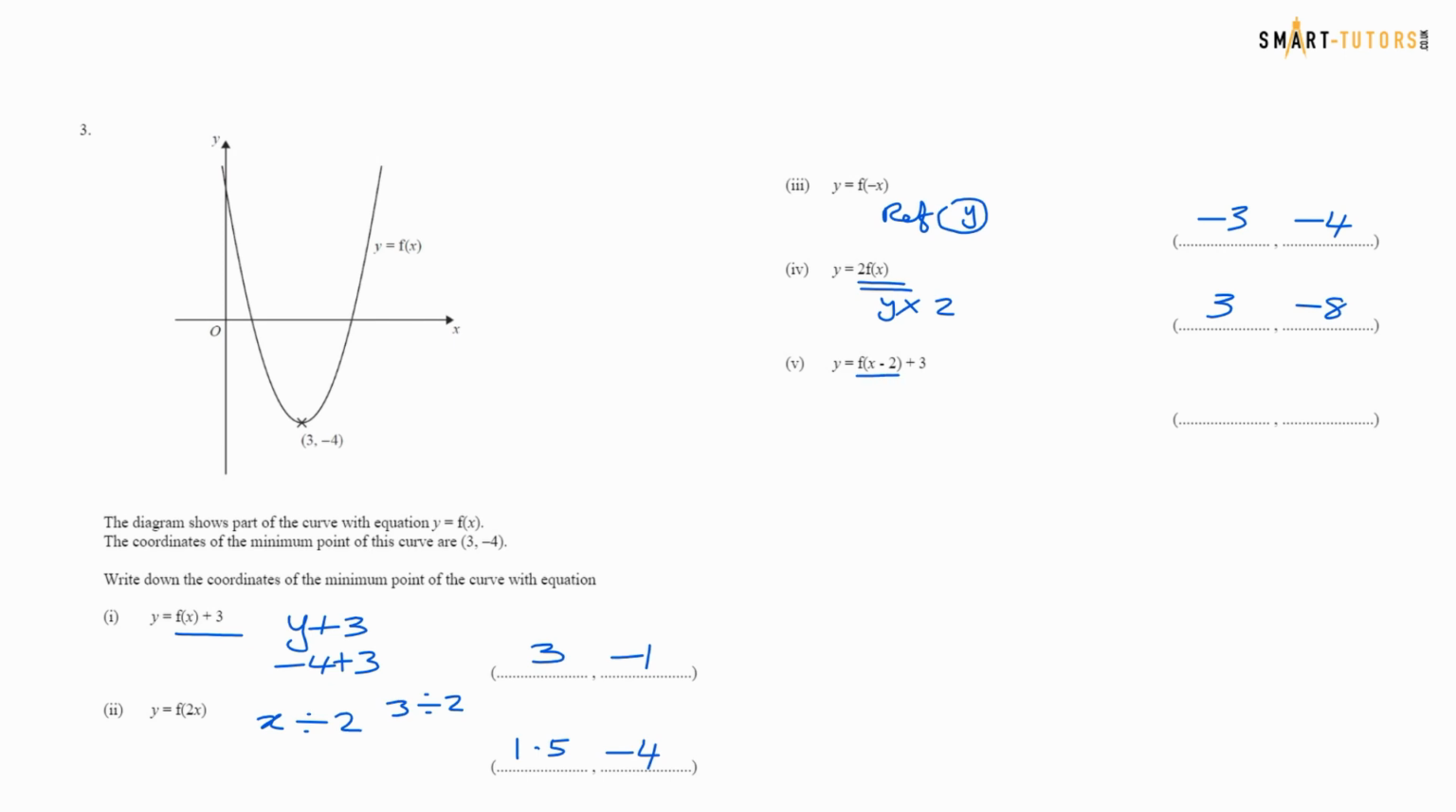Next one, y equals f of x minus 2, plus 3. X minus 2 means the x coordinate adds 2. So 3 add 2 is 5. And the y coordinate add 3 means the y coordinate minus 4 add 3, which is minus 1. That is the answer for question number 3.